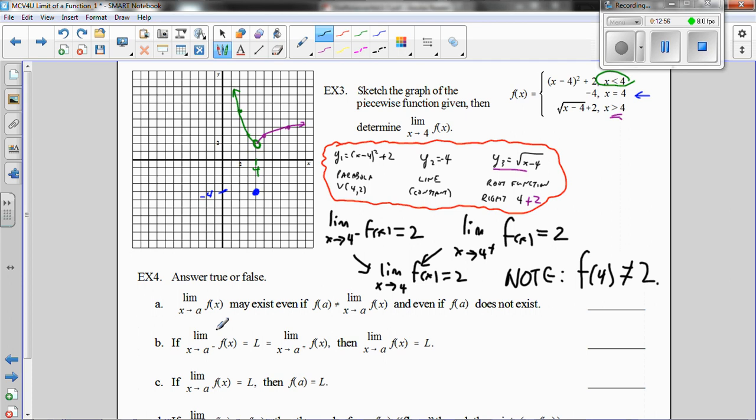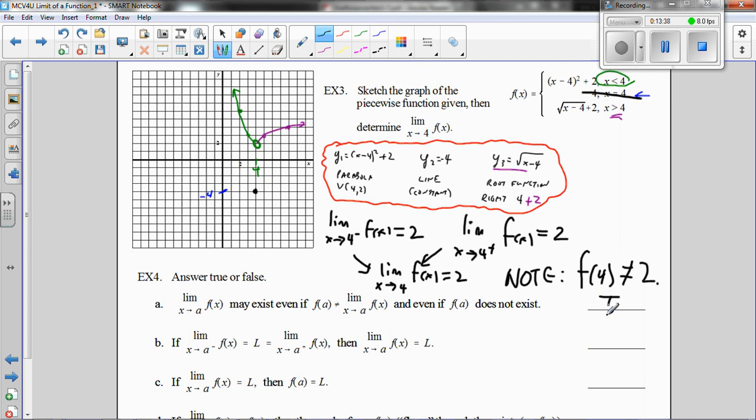So we got the limit as x approaches a may exist even if f at a is not equal to the limit value there, and even if f at a does not exist. Well, that's exactly what this last case was, right? We had x approaching 4, a was 4, from the left and the right, both equal 2, but f at 4 was equal to -4. And even if f at a doesn't exist, even if we wipe that point off, that limit is still going to be equal to 2, even though the function might not be defined there.